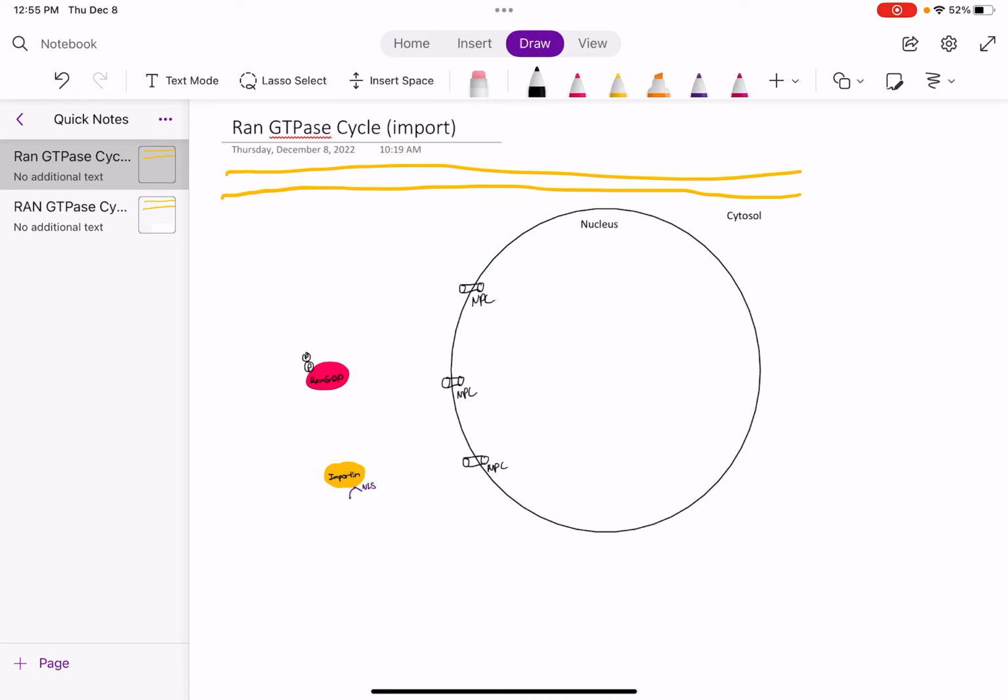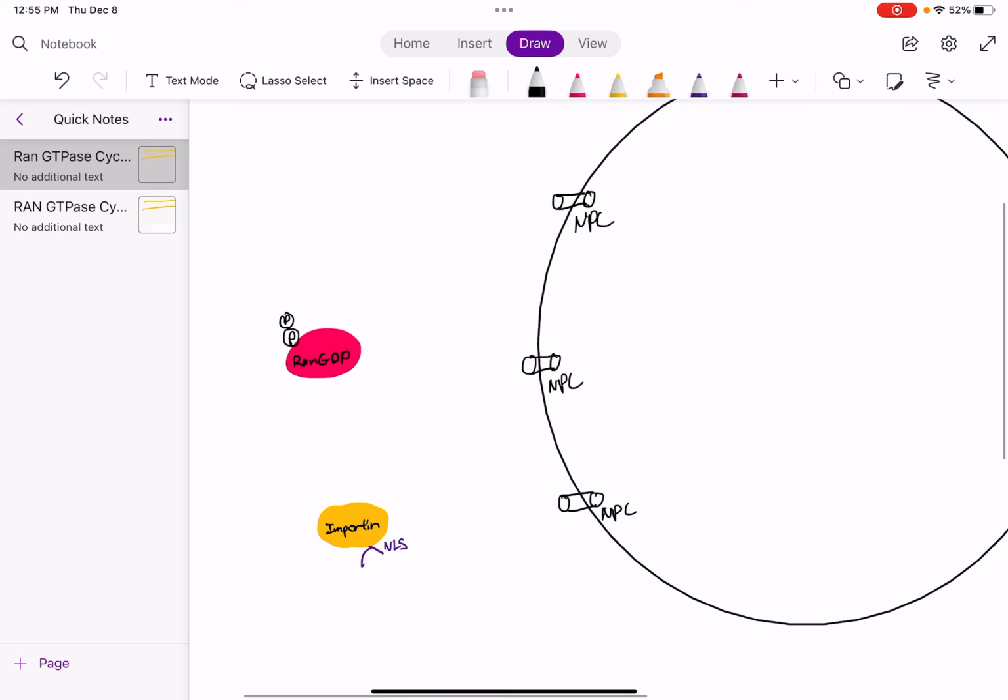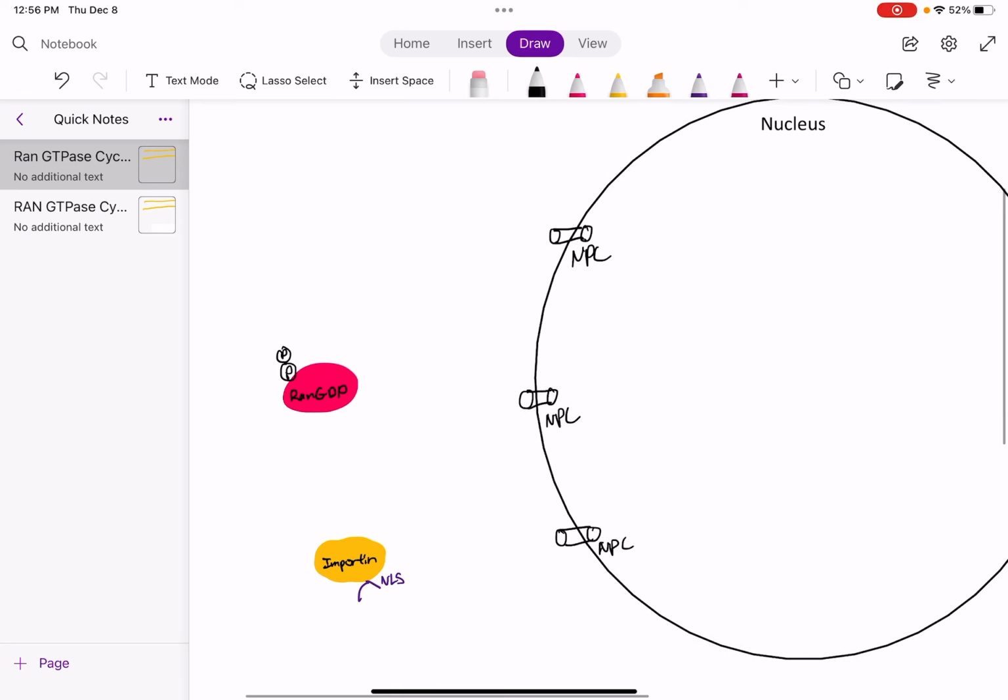Now, there are two variations to this, but the first one we'll be going over is the import, which uses importin. Now, there are two proteins here. The first one is RAN-GDP, which stands for guanosine diphosphate, which is why there are two phosphate groups. There's also importin that's bound to NLS, a nuclear localization signal, and this is on the target protein that we want to bring inside the nucleus. For the first step, both of these proteins enter the nucleus.